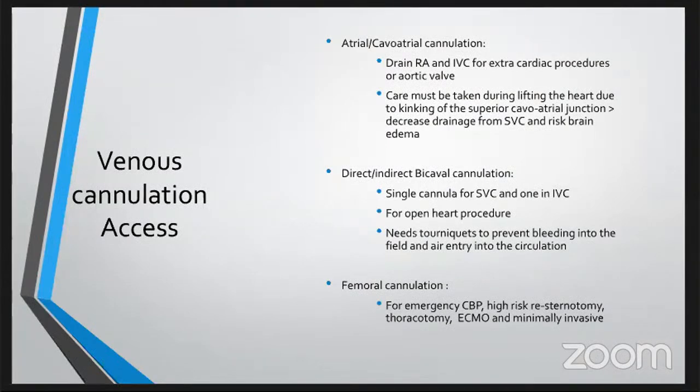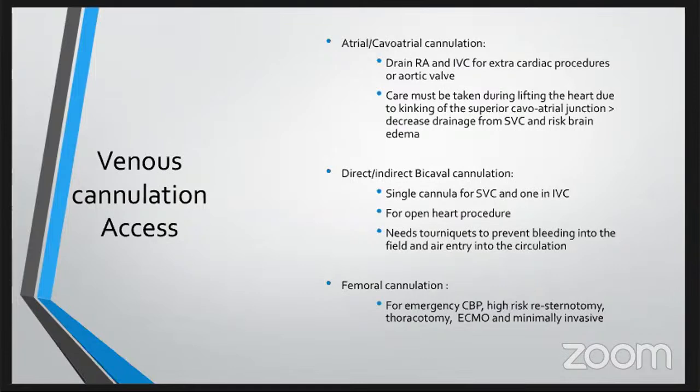For venous cannulation access, if we go with atrial or cavo-atrial cannulation, we drain the RA and IVC, for an extracardiac procedure or aortic valve, for example, using a dual stage cannula. Care must be taken when lifting the heart due to kinking of the superior cavo-atrial junction. This will decrease the drainage from the SVC and increase the risk of brain edema by obstructing the venous return from the head and neck.